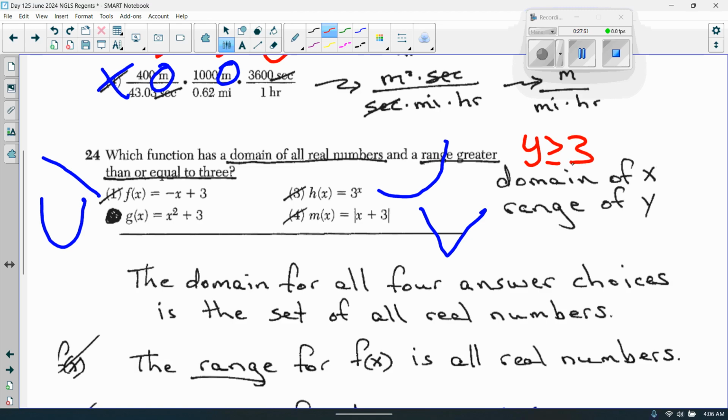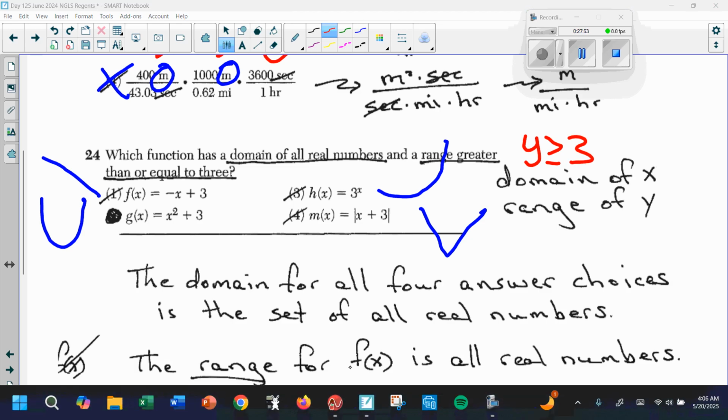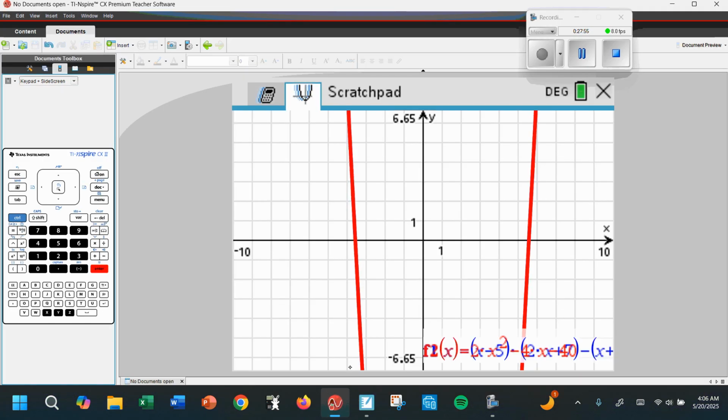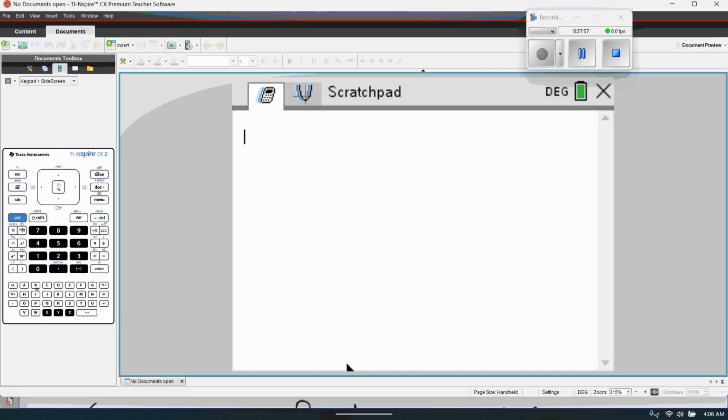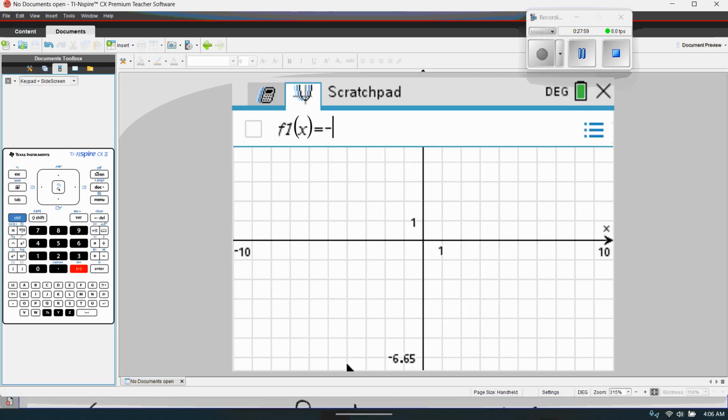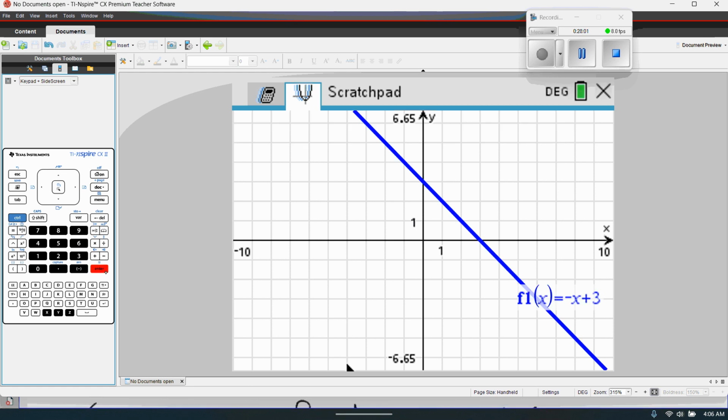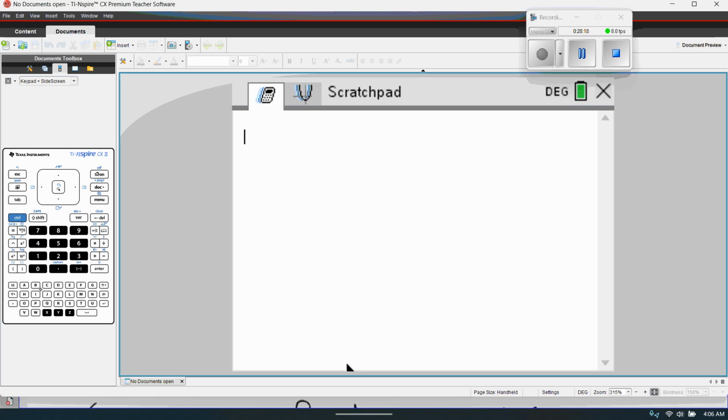So I would graph it. Let's start with the first one. Negative x plus 3. So let's delete this. Negative x plus 3. So do you see how it goes all the way to the top and all the way to the bottom? That's going to go on forever. So its range is also all real numbers because it never stops. It just goes all the way to infinity and it goes all the way down to negative infinity. So that can't be our answer.